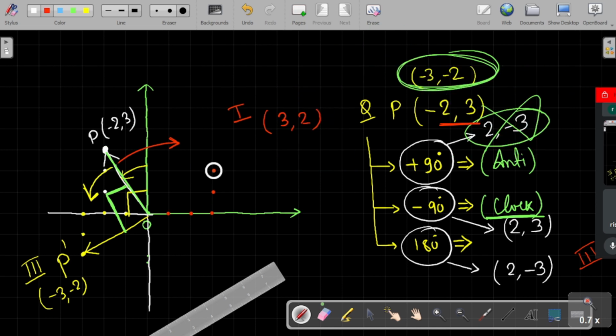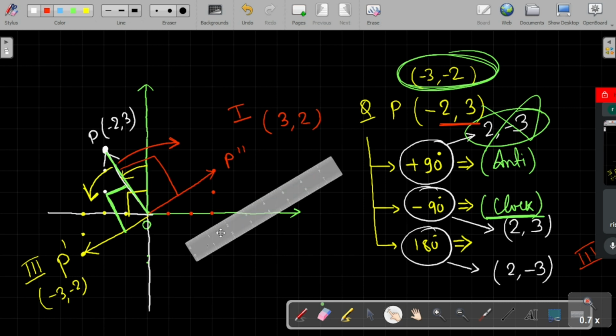So this is going to be your P double dash, and this will still be the same length. This is going to be 90 degrees. It is appearing as 90 degrees as well. I want to verify that the length of the rotating vector will still be the same. You may see it.